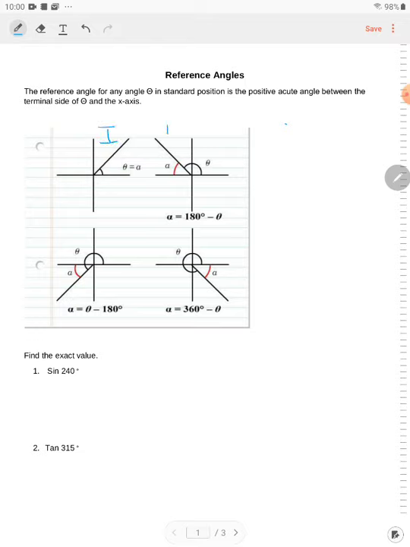In quadrant 2, the reference angle is 180 minus the angle. In quadrant 3, the reference angle is the angle minus 180, and in quadrant 4, the reference angle is 360 minus the angle. In these examples here, alpha is the reference angle. Okay. So this will allow us to find values of our 30, 60, 90, and 45, 45 right triangles.